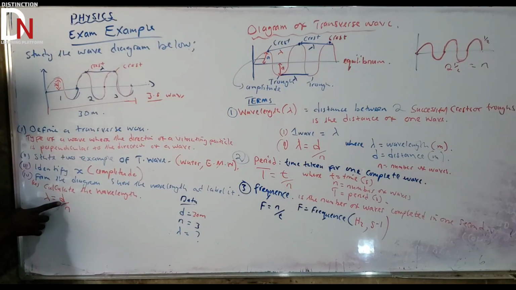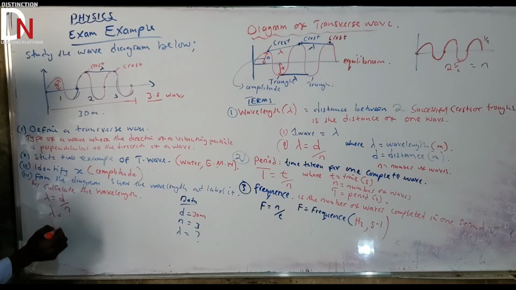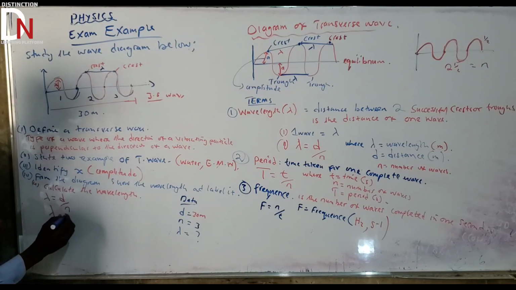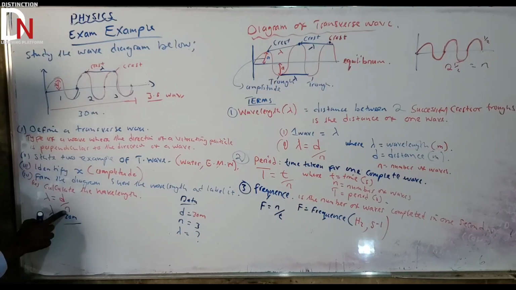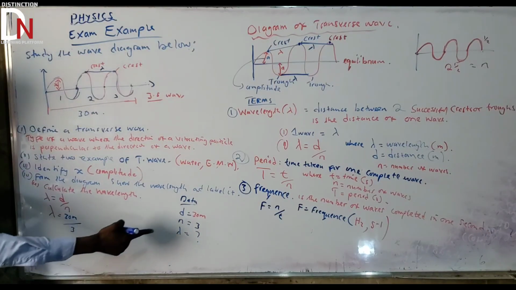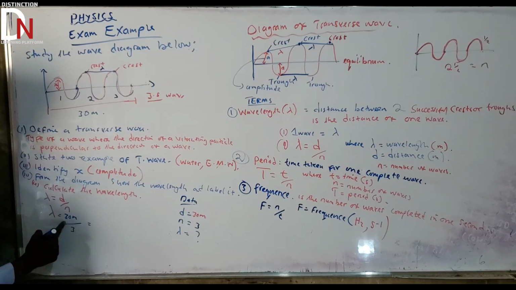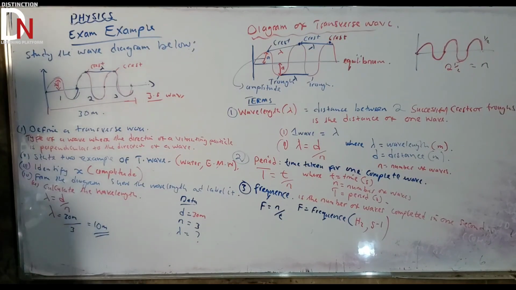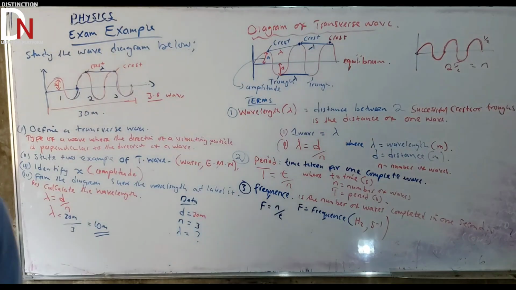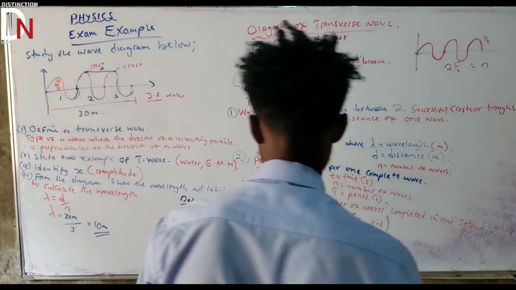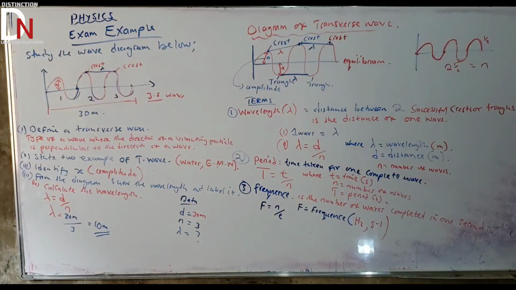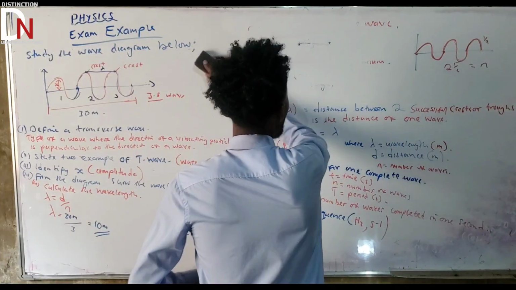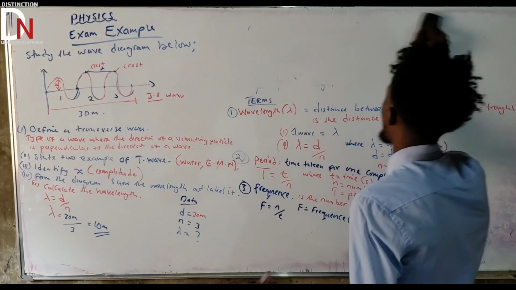Now what are you supposed to do? Where there is d, you start replacing it to find the wavelength. Where there is d, you put 30 meters. Then n, how many waves do we have? We have 3. If you divide 3 into 30, you're going to have 10 what? Meters. Then that will be our correct answer. Very important to take note of. Since now we've understood that, let's put another question that is talking about frequency and what?